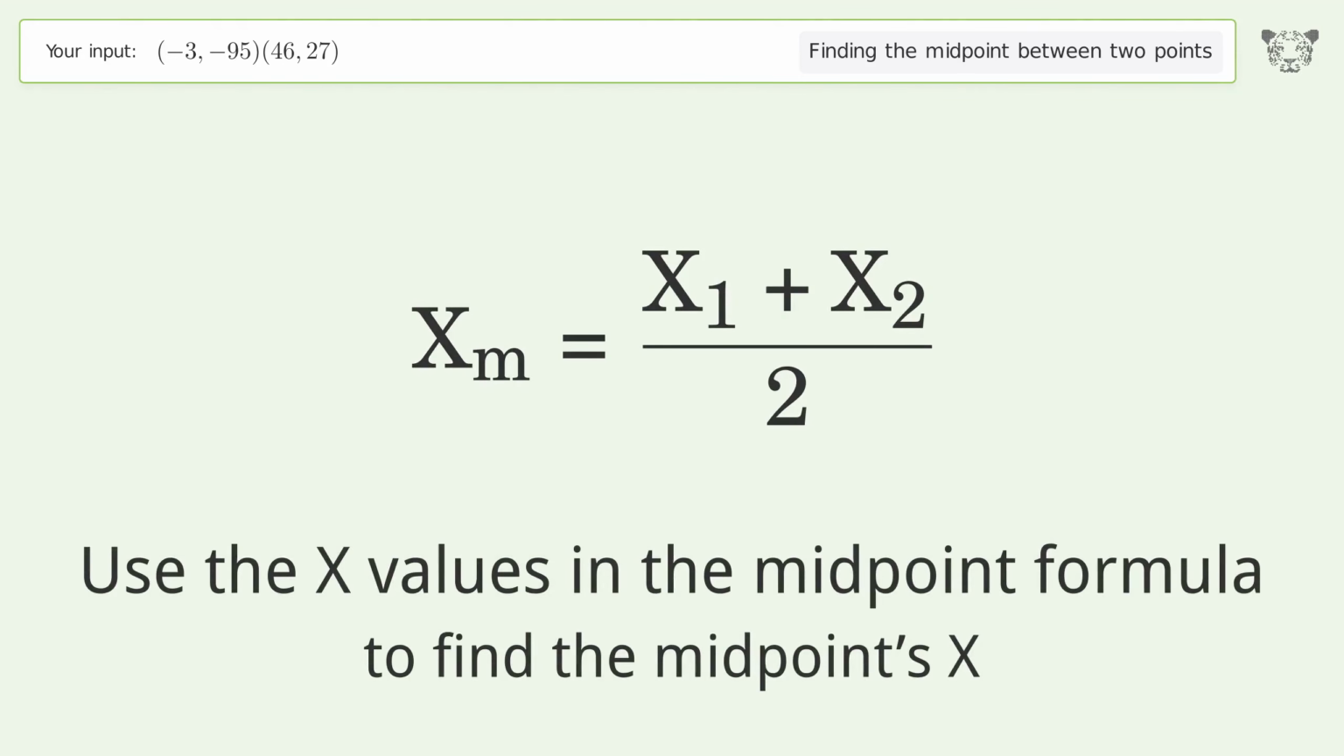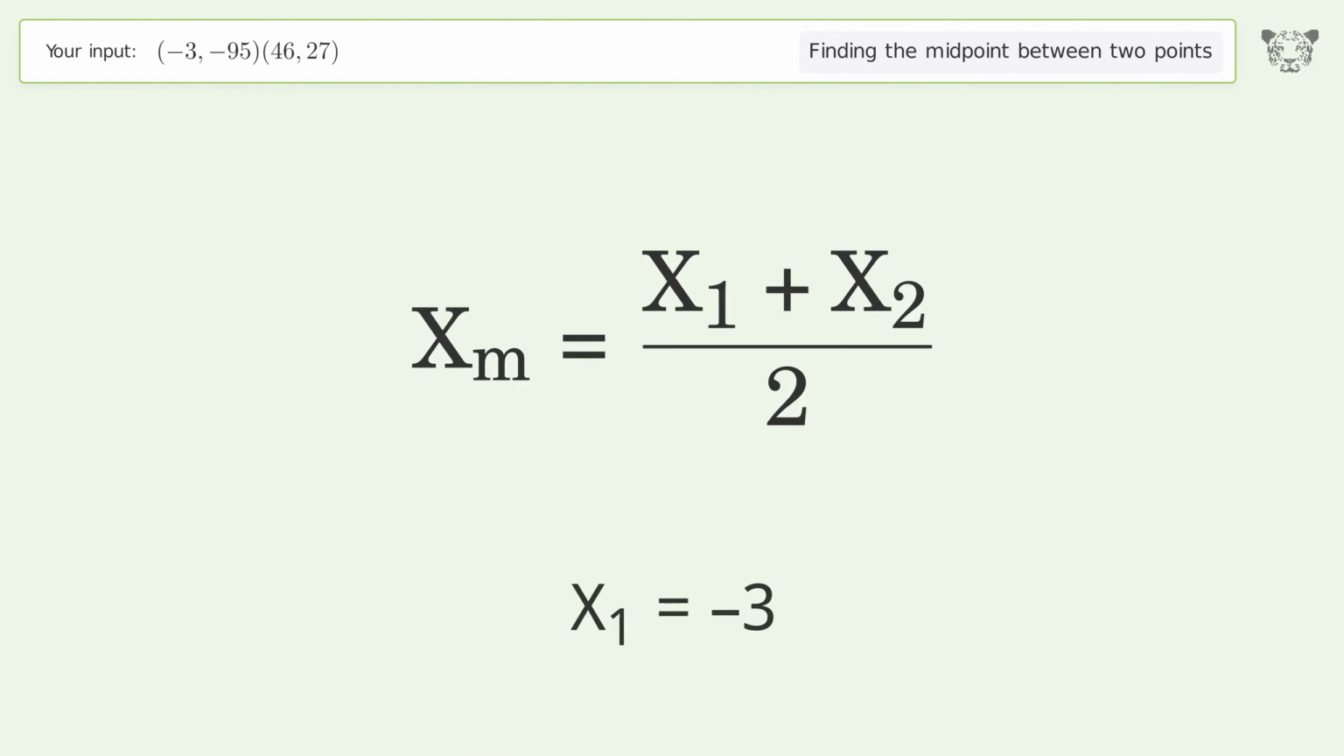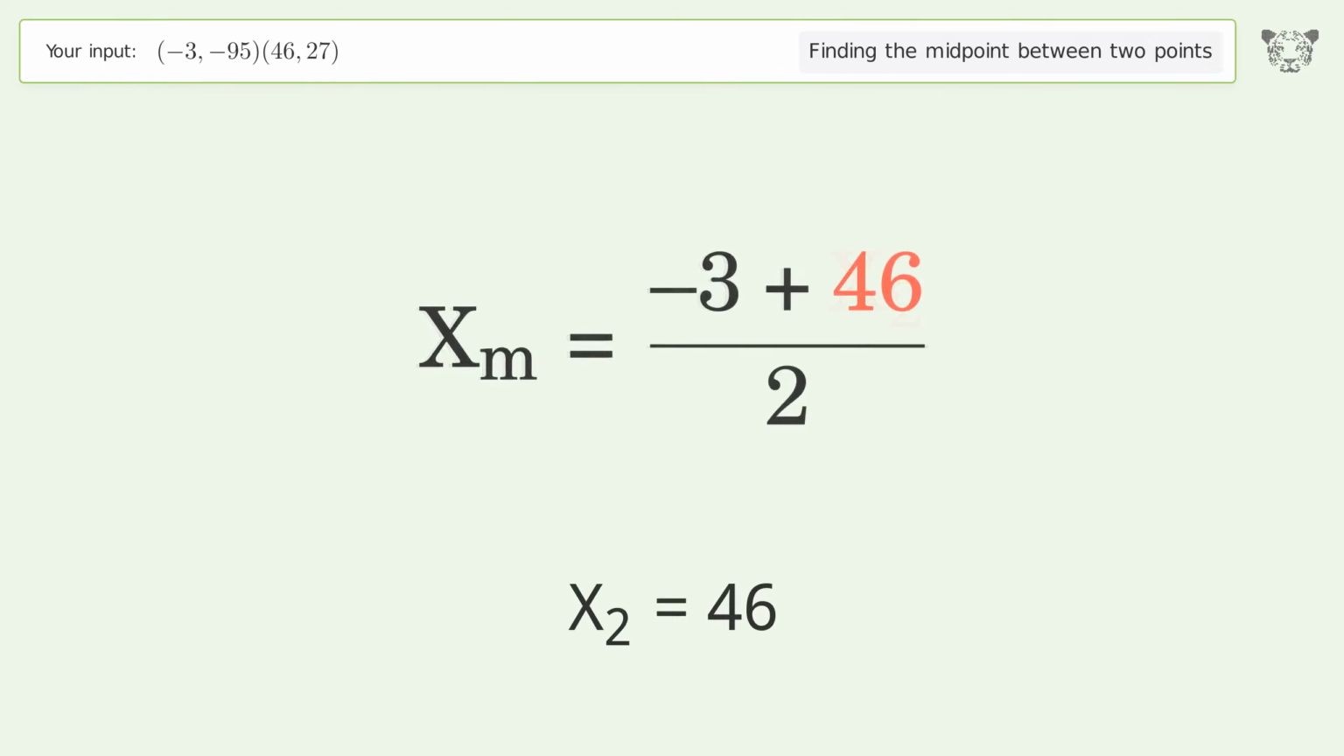Use the x values in the midpoint formula to find the midpoint's x. x1 equals negative 3. x2 equals 46. Simplify the arithmetic.